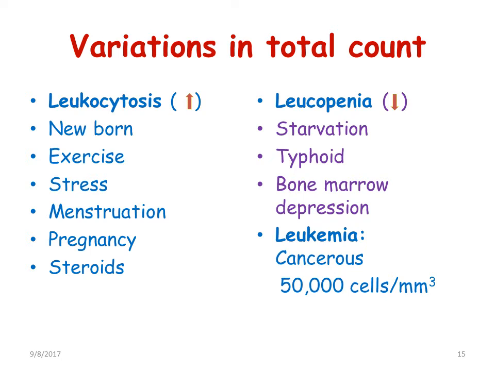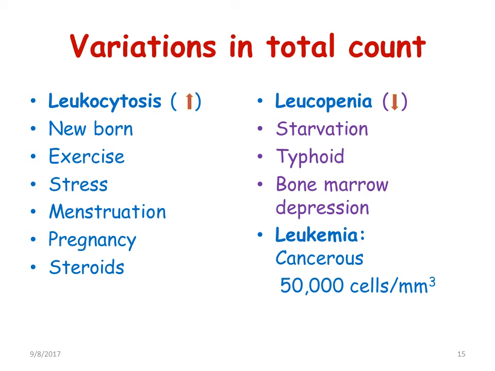So there are certain examples on the left for the leukocytosis, that is increase in cell count. You have the newborn, exercise, stress, menstruation, pregnancy, and steroids. All these are examples where you can have leukocytosis. Let us look at the opposite condition where there is a decrease in the white blood cell count. These are examples of leukopenia or leukocytopenia: starvation, typhoid, bone marrow depression, leukemia, cancerous cells.